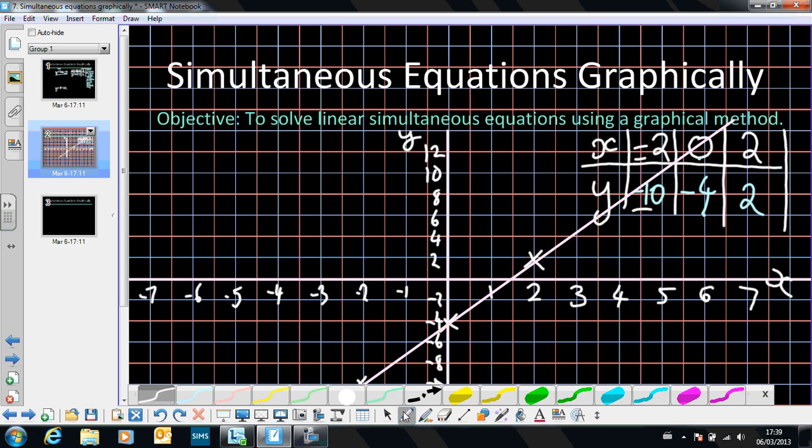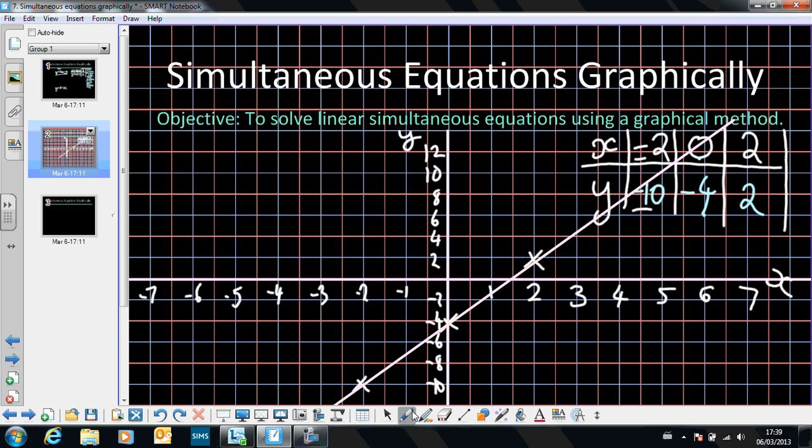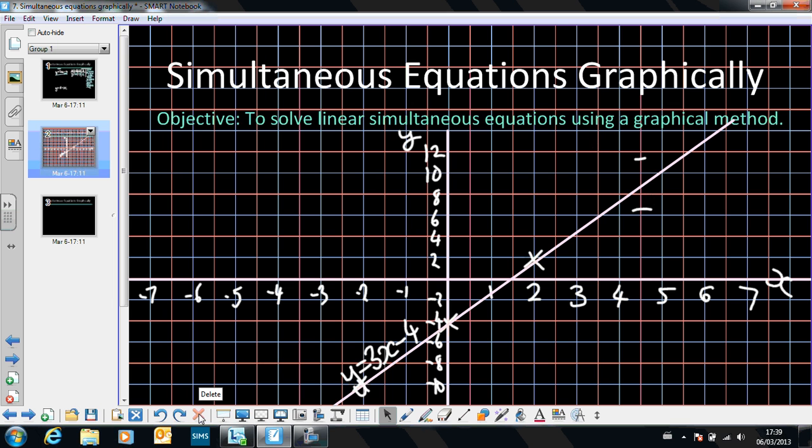And I'm going to label that equation y equals 3x minus 4. That was the equation of the line. Y equals 3x minus 4. Okay, don't need that again. It's on the other slide. Don't need those either.